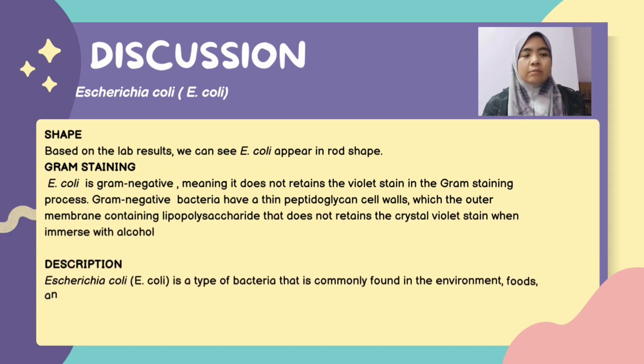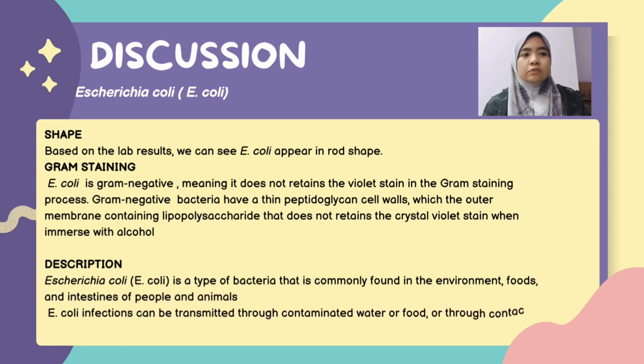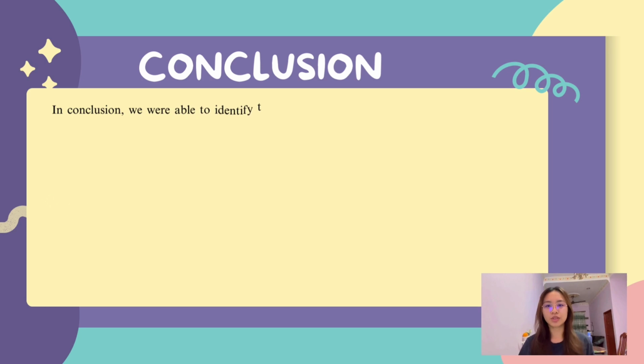E. coli is a type of bacteria commonly found in the environment, food, and intestines of people and animals. E. coli infection can be transmitted through contaminated food, water, or through contact with animals or persons. In conclusion, we were able to identify Staphylococcus aureus and Escherichia coli, which show different characteristics.